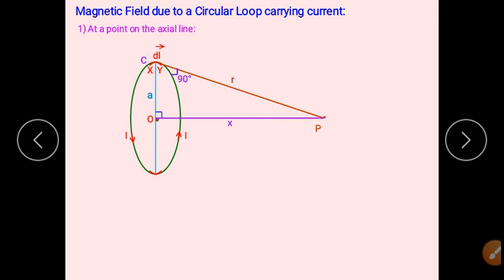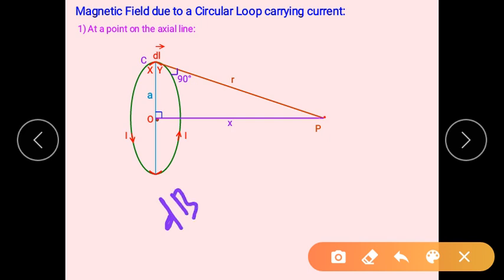Now we are going to find the magnetic field due to this small element xy at the point P. First let us find out the direction of magnetic field. To find the magnitude of the magnetic field we can use Biot-Savart's law. What is Biot-Savart's law?